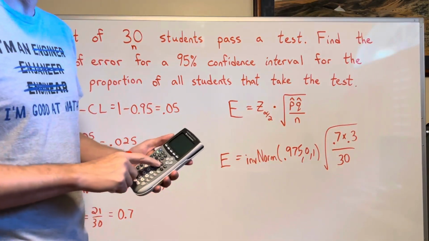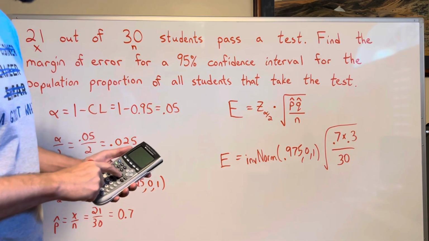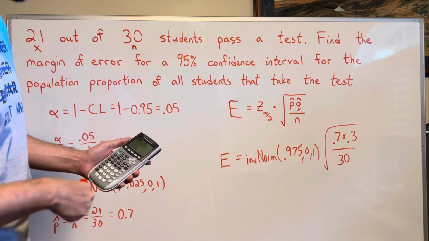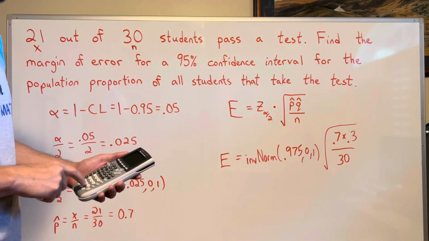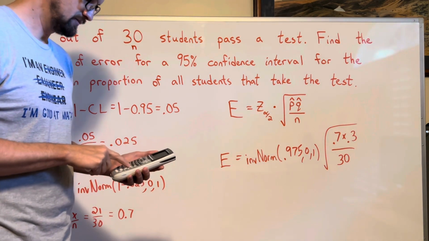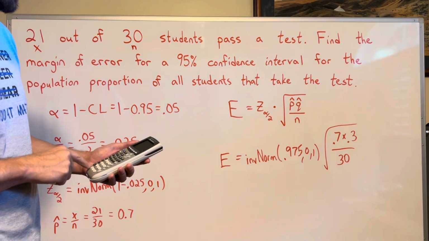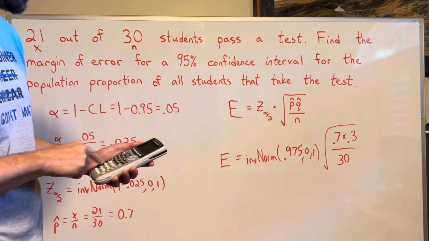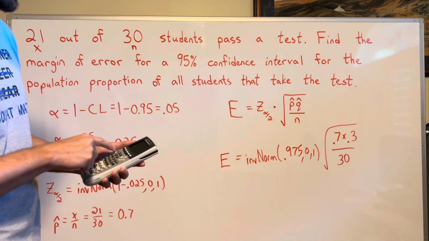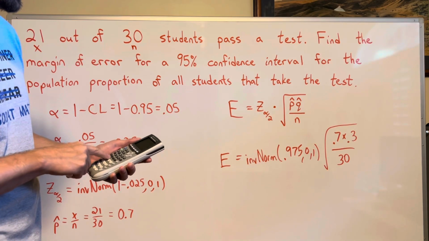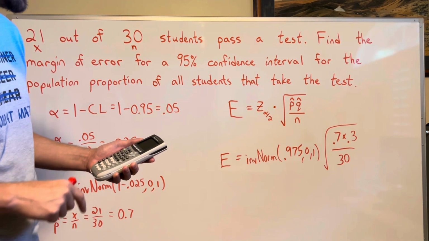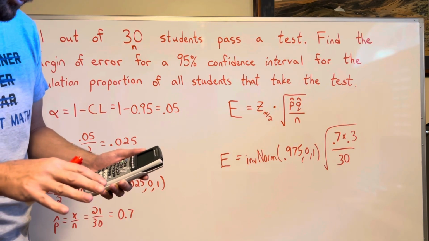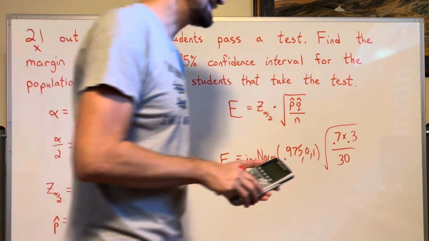You need a calculator with the distributions. I'm going to hit second and then this button. That'll bring up my distributions. And you want to do the inverse norm operation. Plug in 0.975, comma 0, comma 1. Multiply it by the square root of 0.7 times 0.3 divided by 30. And you get 0.164.